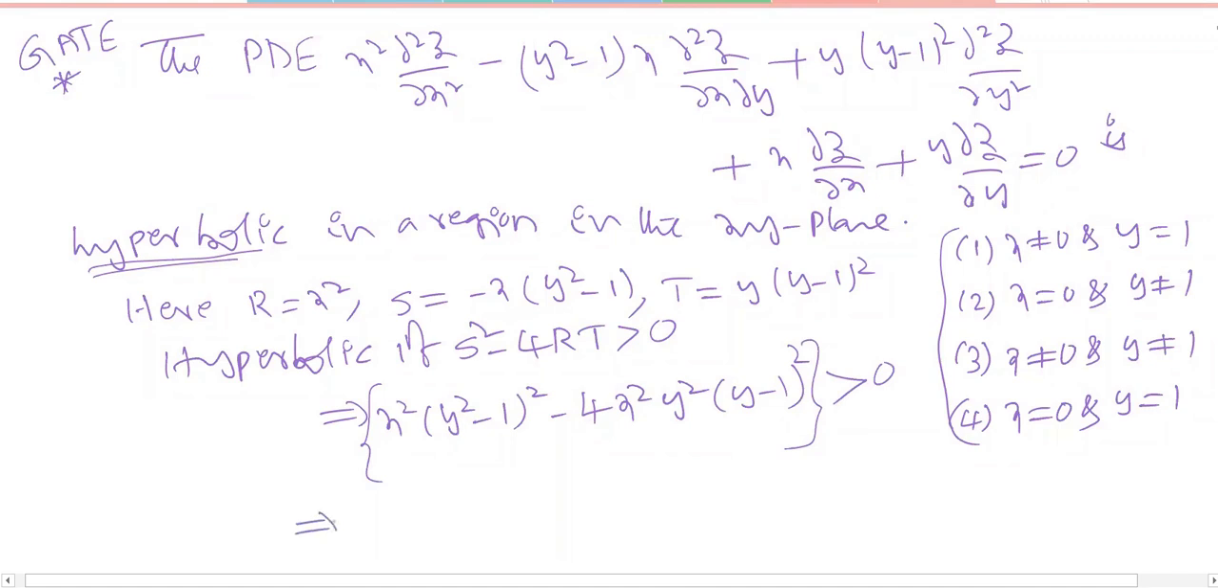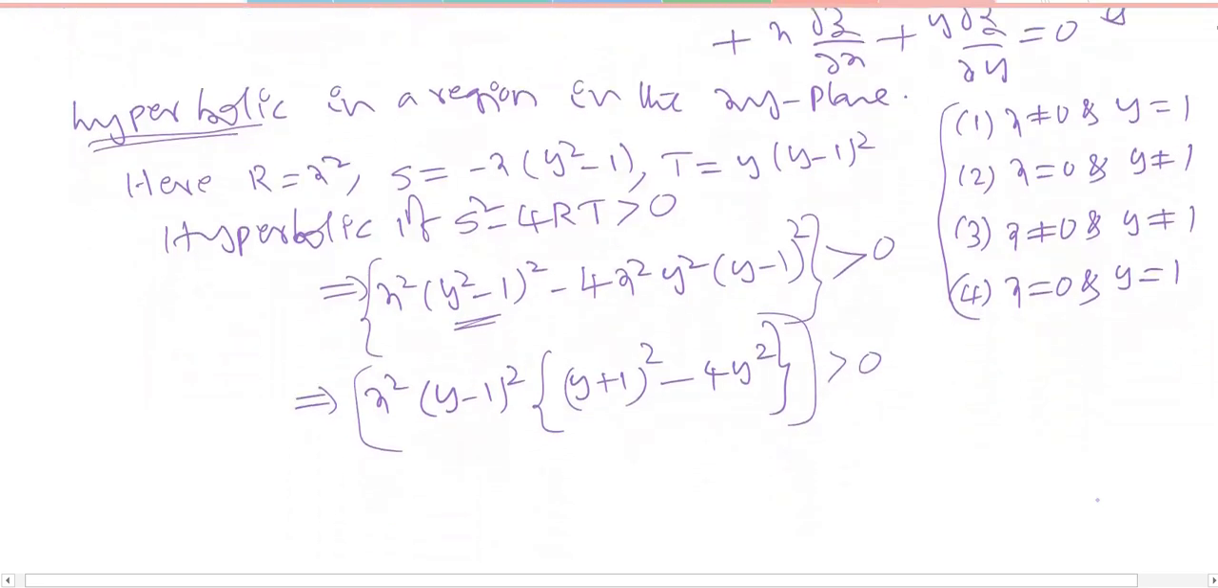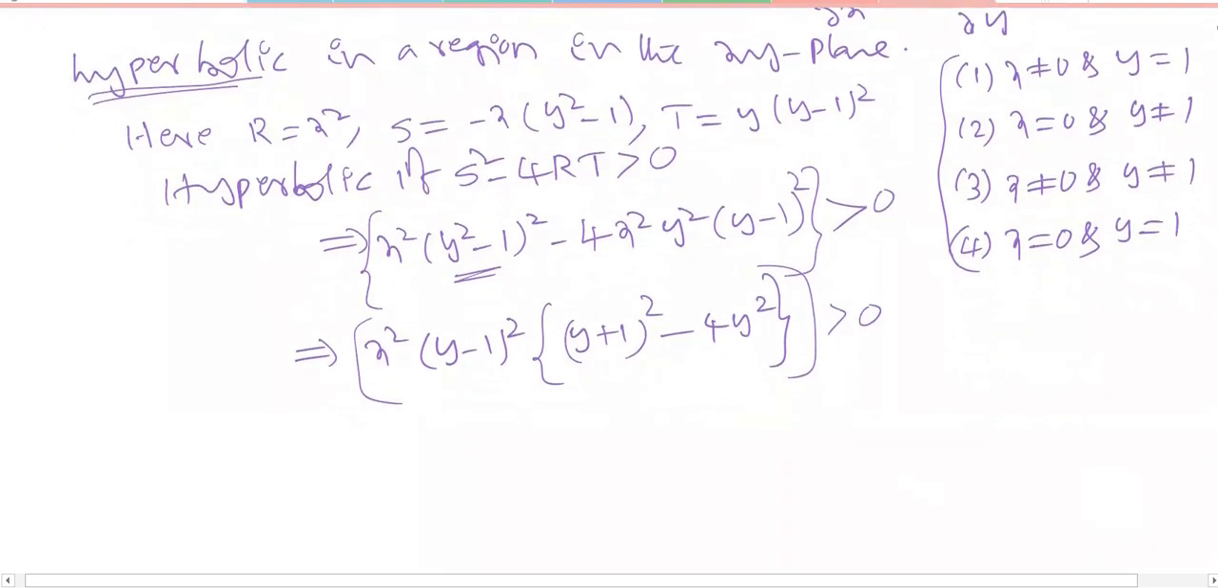You can take x square common, and also y square minus 1 can be written as y minus 1 into y plus 1, and whole square is there. So we can take y minus 1 whole square as common. Okay. So remaining here, first term y plus 1 whole square minus 4 y square. This complete term is greater than 0.